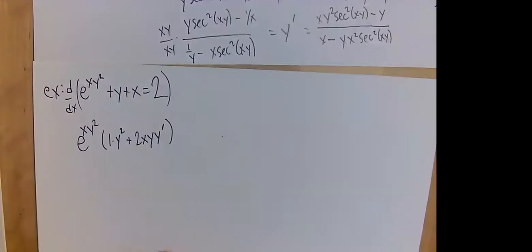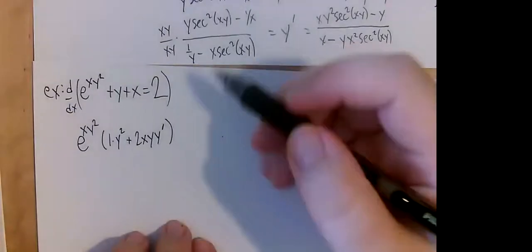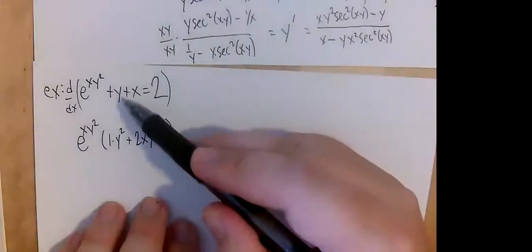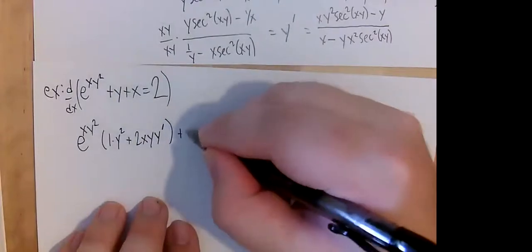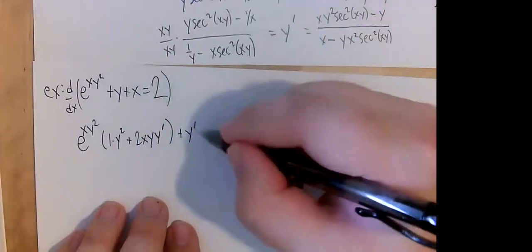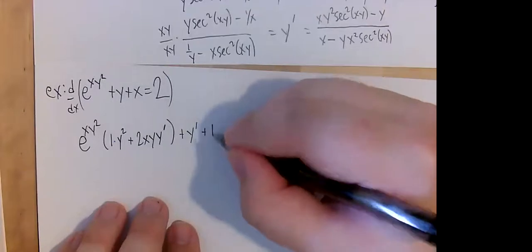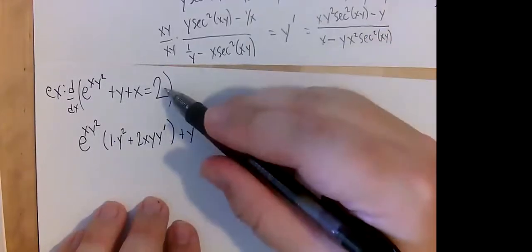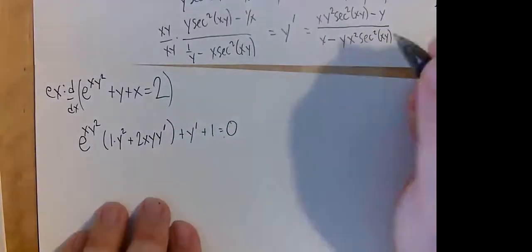So this is my derivative of e to the xy squared, using the chain and product rules. I do the derivative of y, which is y prime. I do the derivative of x, which is 1. And then I do the derivative of 2, which is 0.